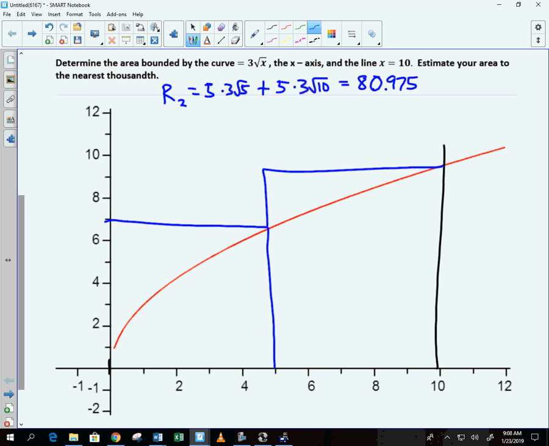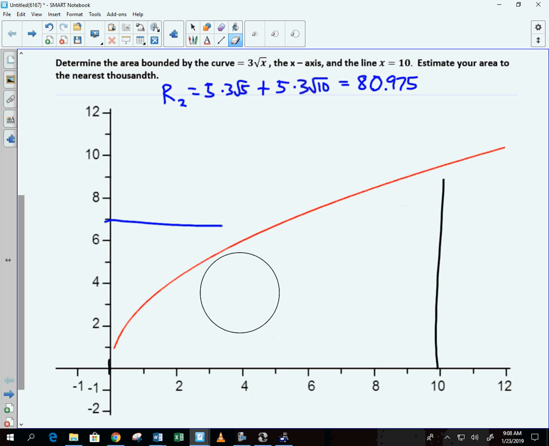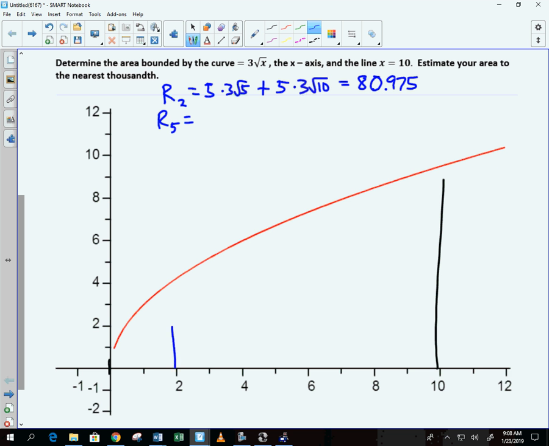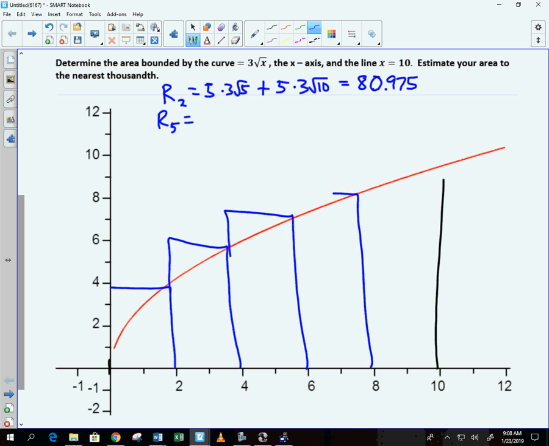I'm going to do another one. Okay, I'm going to do a right-hand sum of 5 rectangles. So if I do a right-hand sum of 5 rectangles, what's going to be the width of each one? 2. 2 is going to be the width of each one. Overestimation or underestimation? It's an overestimation. Is it better than the last one? Yeah, it's better than the last one, but still definitely an overestimation, isn't it?